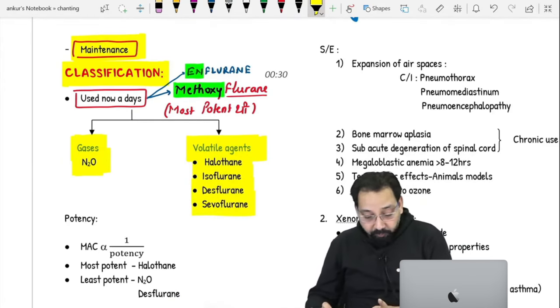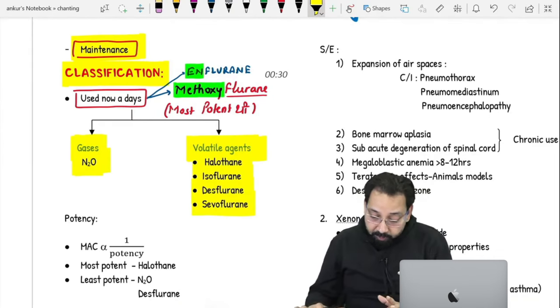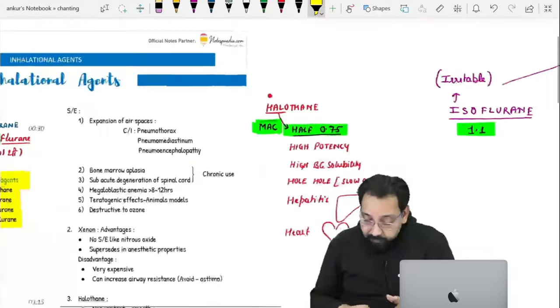The color I have already discussed. Now you can remember these like this.